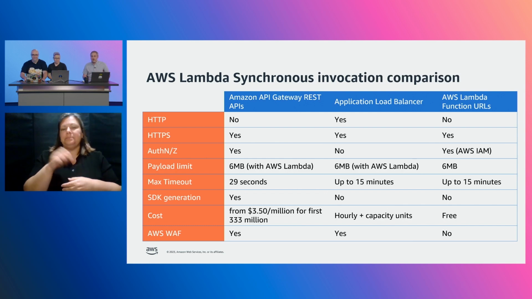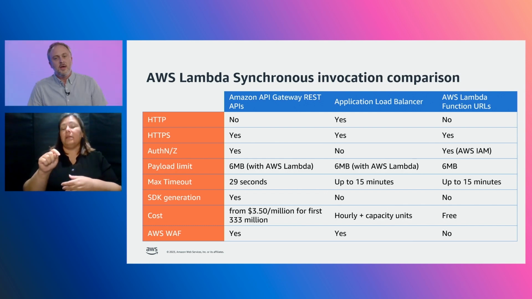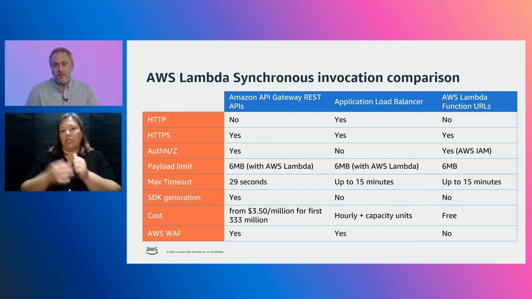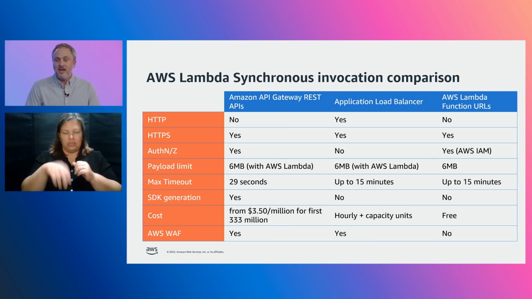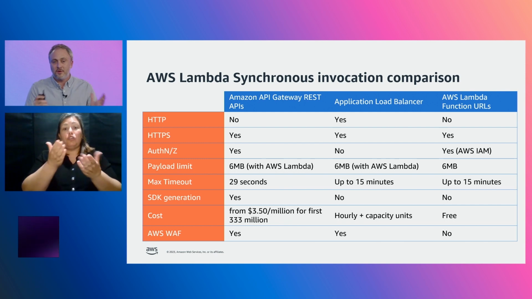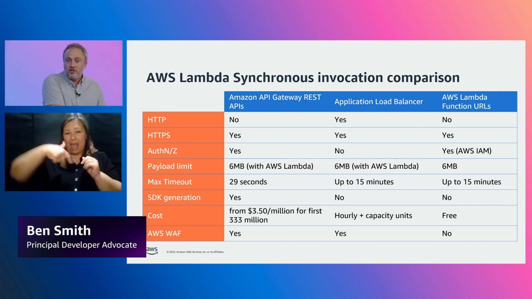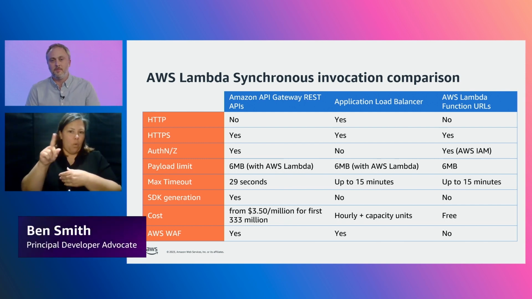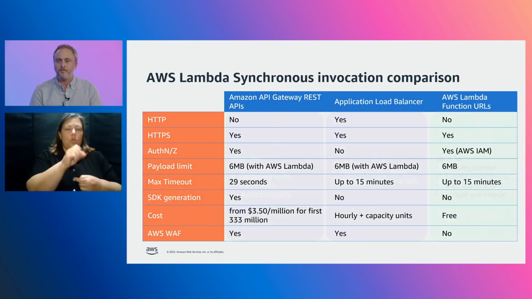The cost is an interesting point as well, right? Each of these has a cost associated with it, apart from Lambda function URLs. Because it's part of the Lambda service, accessing that Lambda function is free. You still pay for the Lambda invocation, but you don't pay for accessing it, right? So that's a really interesting point.